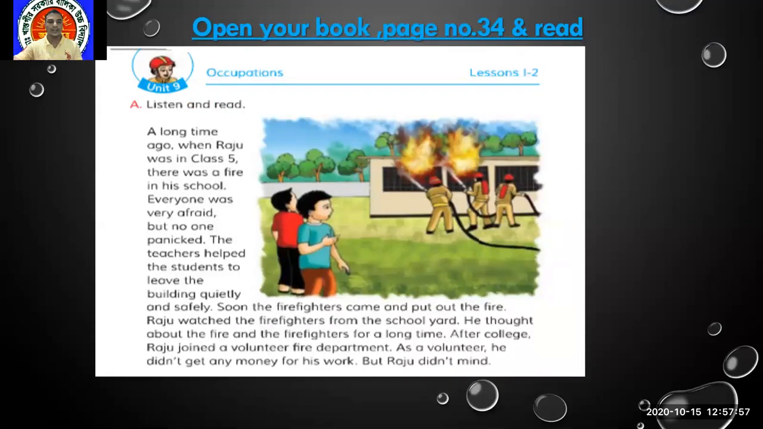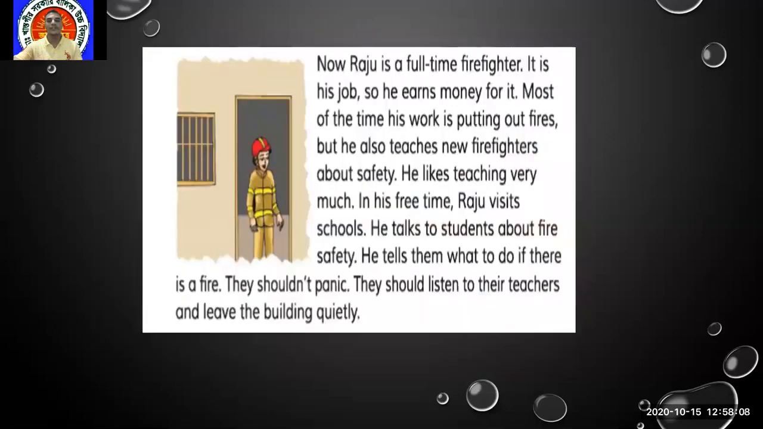After college, Raju joined a volunteer fire department. As a volunteer, he didn't get any money for his work, but Raju didn't mind. The second part of the lesson. Now Raju is a full-time firefighter. It is his job, so he earns money for it. Most of the time his work is putting out fires, but he also teaches new firefighters about safety. He likes teaching very much.